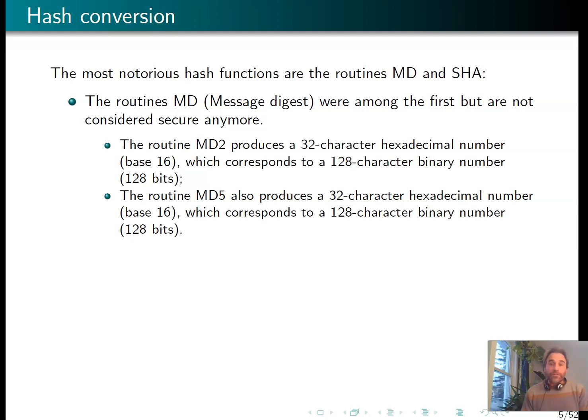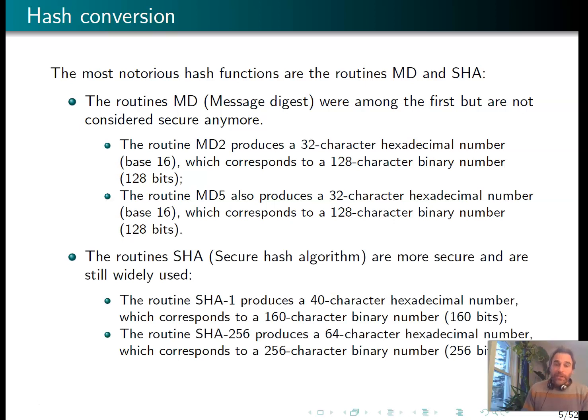The most notorious hashing functions are the functions MD, for message digest, and SHA, which stands for secure hashing algorithm. The MD routines were the first. MD2, for example, and MD5 produced 32 character hexadecimal numbers. The routine SHA1 produced a 40 character hexadecimal number, which is a 160 bit binary number. The SHA-256 produces a 64 character hexadecimal number.